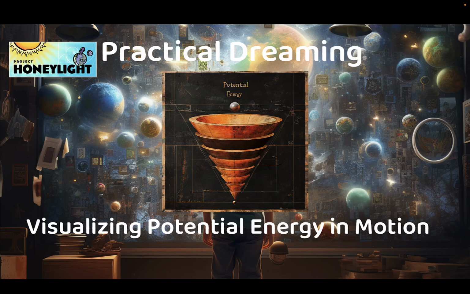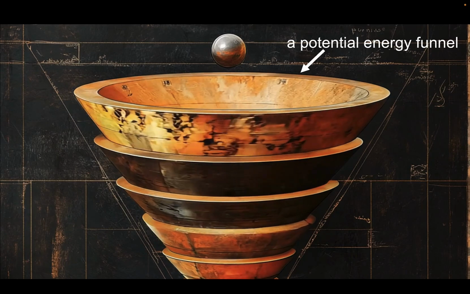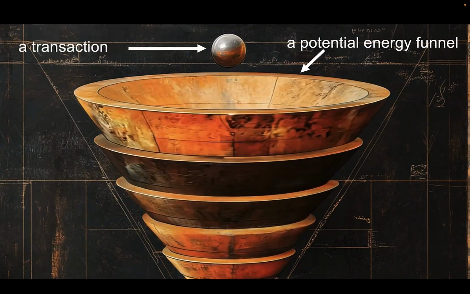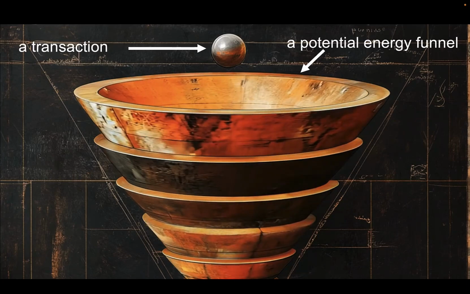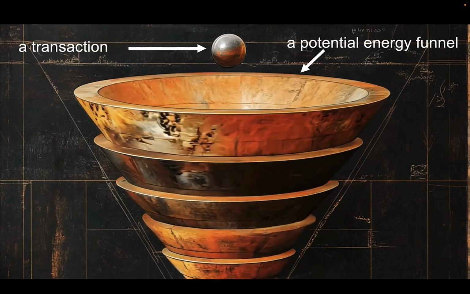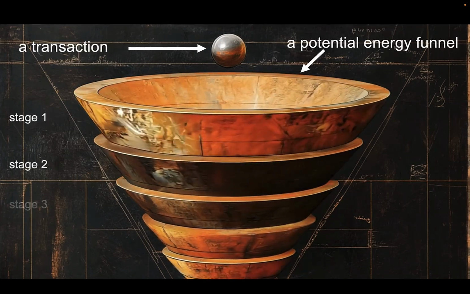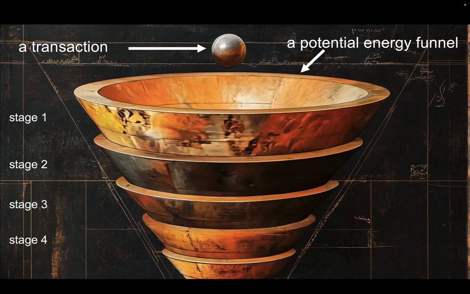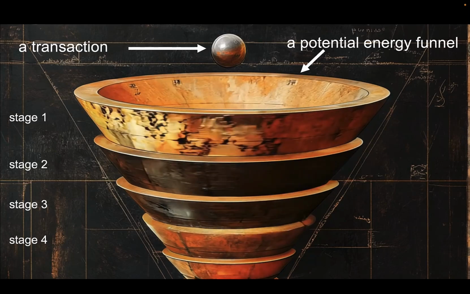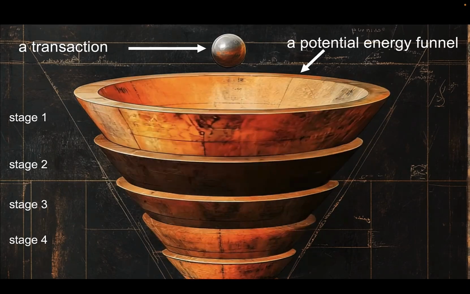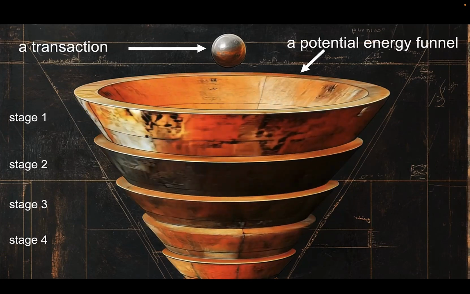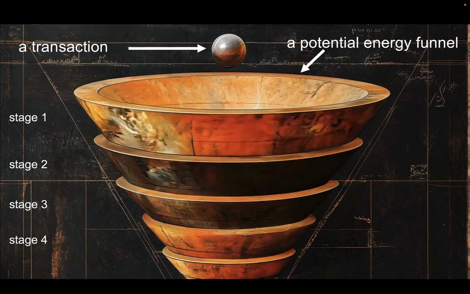This is visualizing potential energy in motion. Potential energy can be represented by a funnel, and this funnel can be used to understand how transactions move through different stages. A stage is a part of a process, and I'm going to go through two examples in this video. One is a marble falling down, and another is a customer moving through a sales funnel in a business.